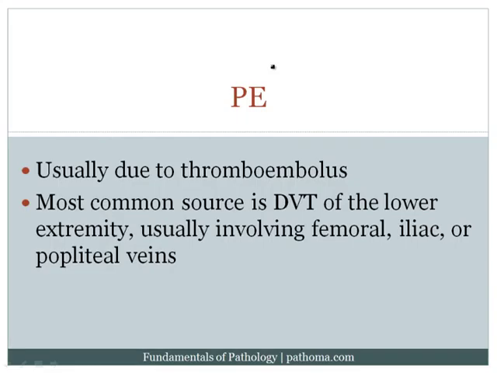One disorder that can arise with embolus is called pulmonary embolus, and this is usually due to a thromboembolus that arises from a DVT. Now the idea here is that a patient gets a deep vein thrombosis, for example, usually of the lower extremity, usually involving the femoral, iliac, or popliteal veins, and that deep vein thrombosis can actually dislodge, and when it dislodges, you'd get a thromboembolus, and that thromboembolus would eventually enter the pulmonary circulation, and when it enters the pulmonary circulation, it can cause something called a pulmonary embolus.